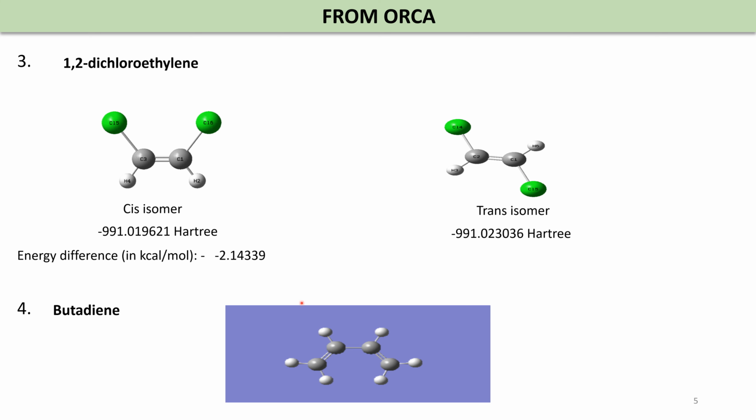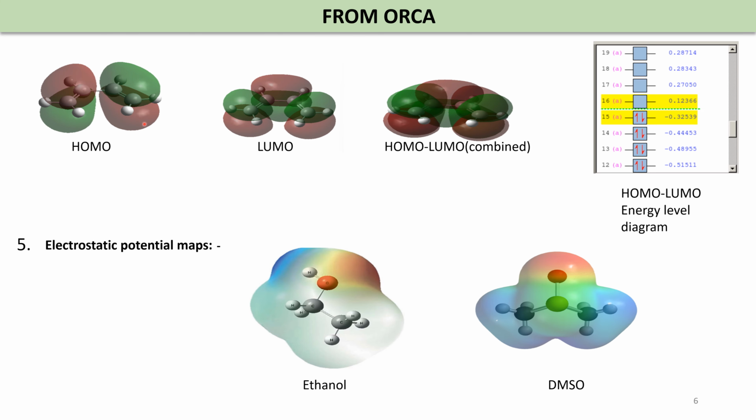And next we optimize the geometry for butadiene. This is the structure corresponding to the ground state geometry for butadiene. This is the HOMO diagram for butadiene, this is the LUMO diagram, and this is HOMO-LUMO combined, and this is the HOMO-LUMO energy level diagram corresponding to butadiene. As there are 30 electrons in butadiene, and any one orbital can contain only 2 electrons, there will be 15 orbitals. So the 15th orbital is HOMO and the 16th is LUMO.